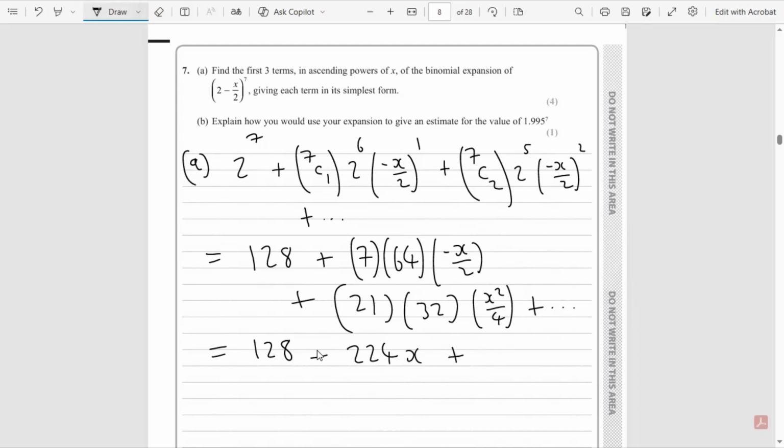And then with the last term, we have 21 times 32, and then divide by 4. This is 168x², and that answers part A to the question.